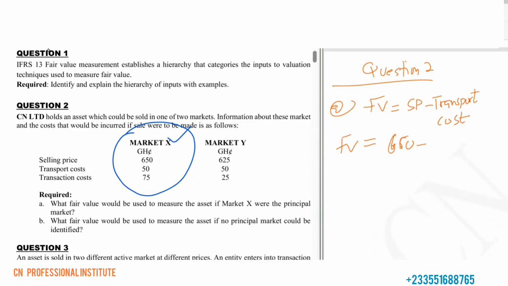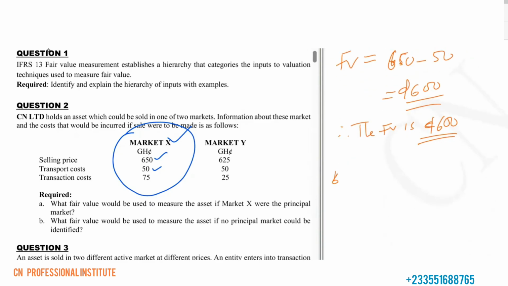Then transport cost is 50. So you deduct and you get 600 Ghana cedis. So that's it. Therefore the fair value is 600 Ghana cedis. We are done. That's all. Then we go to B.